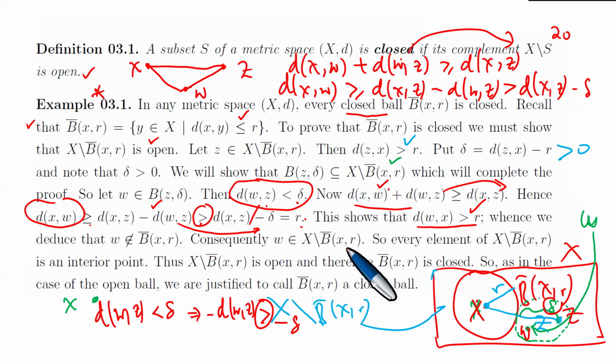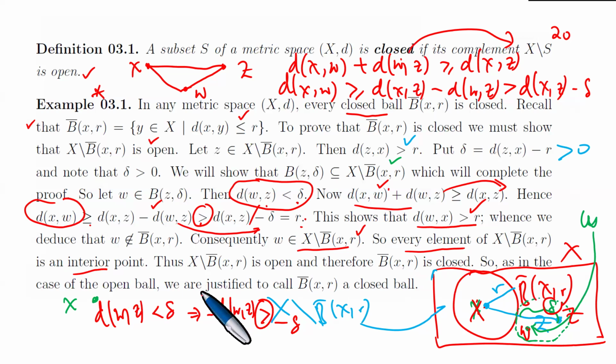Consequently, W is in the complement of the closed ball, and so every element of the closed ball is an interior point. Now this is very important. So W is a member of the complement of the closed ball. So every element of the closed ball is an interior point. Thus, X minus B(X,R) is open. Why? Because every element of the closed ball is an interior point.